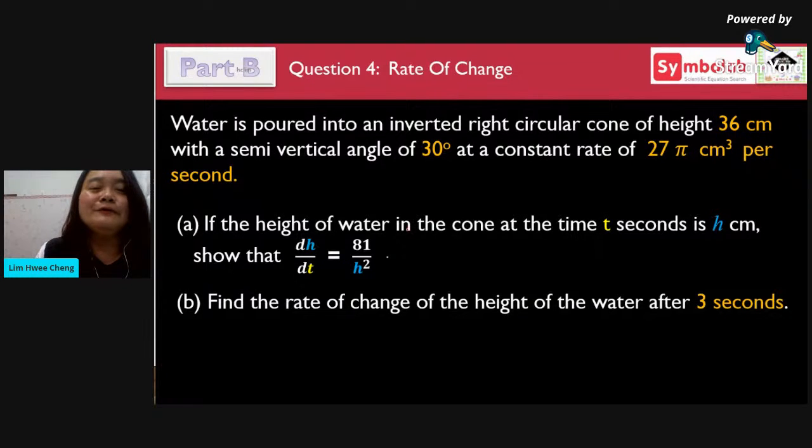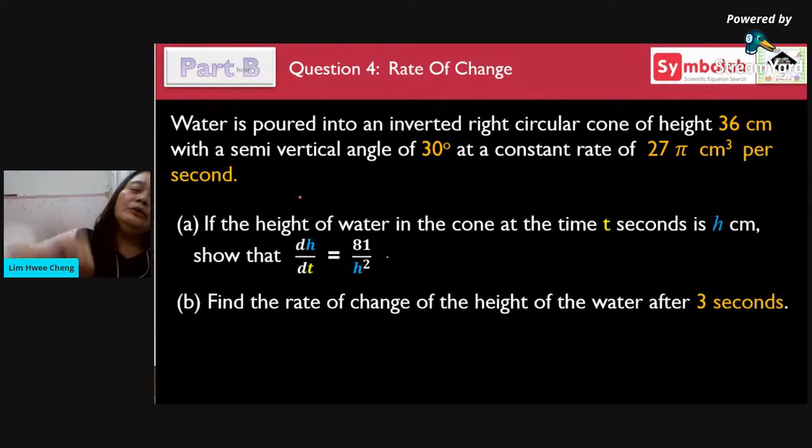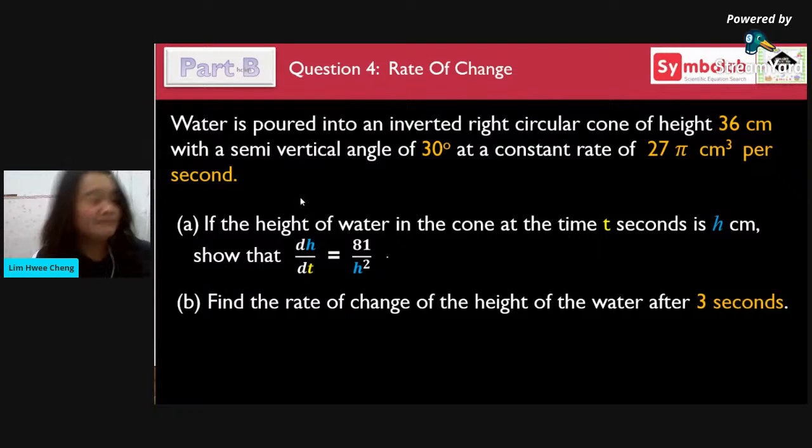Actually this question is not difficult if you know the skill. First of all, you must understand the question first. So you see, water pour into. If your water is being poured inside, does your volume increase or decrease? You pour water inside. Getting more or getting less? Increase. Common sense, right? Okay, good.